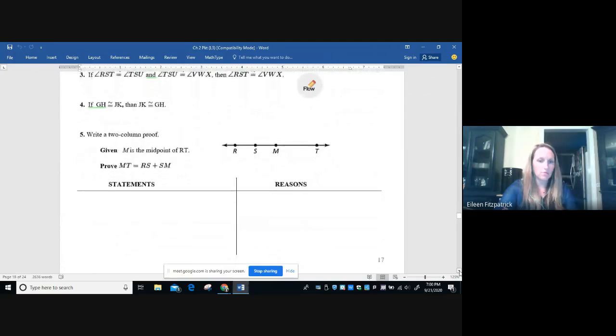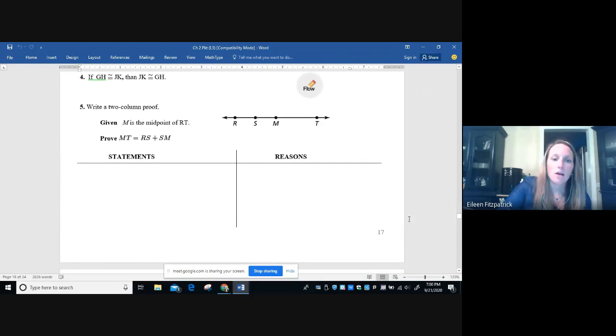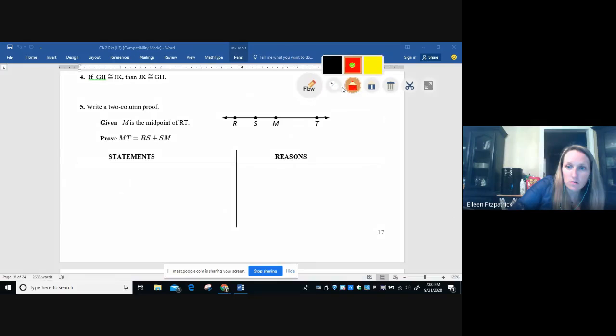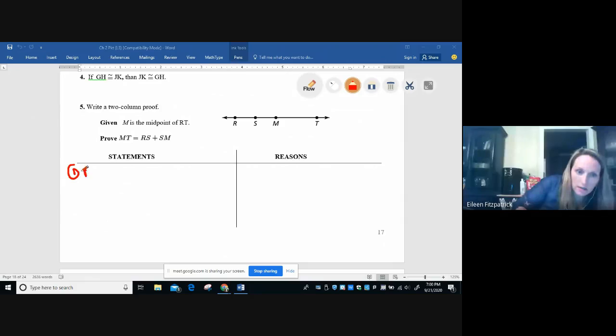Okay, let's go down to number 5. Write a 2-column proof. Here it says that M is the midpoint of RT. So let's write that as given, and then we'll mark up our diagram with what we're allowed to conclude. Statement 1 says that M is the midpoint of RT. That's given.